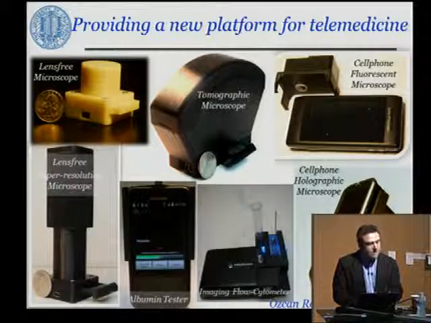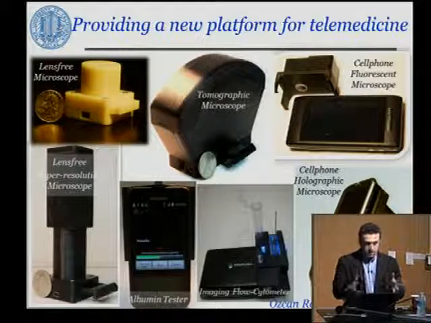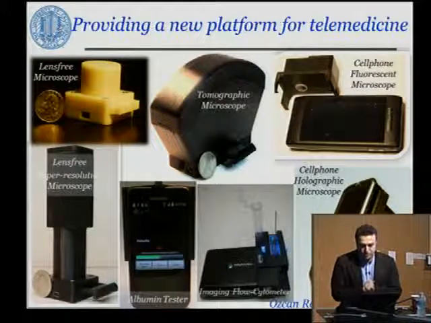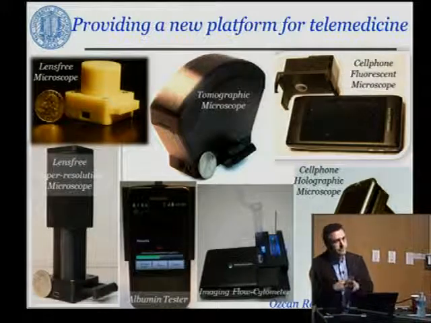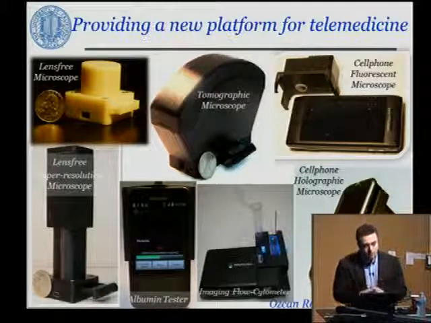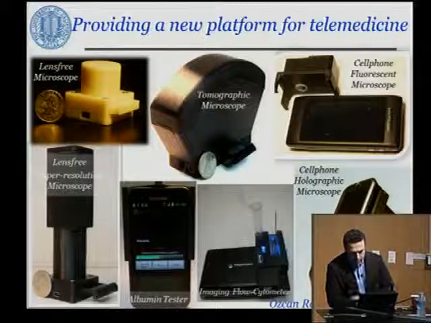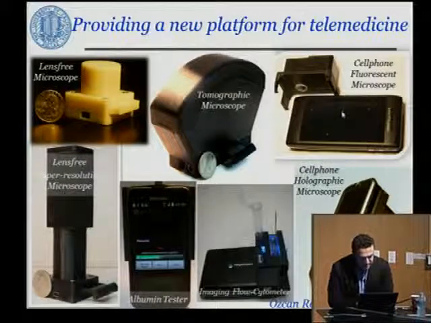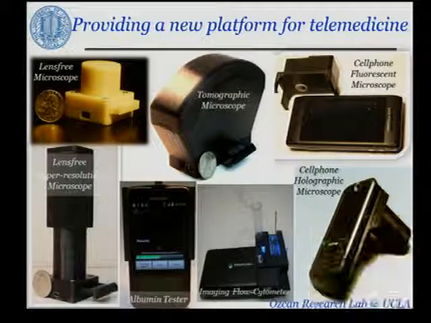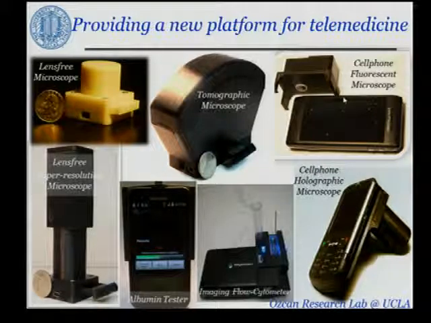And on this slide, what you see are some of these interfaces that are 3D printed to convert mobile phones or mobile phone components into advanced microscopes or sensors. So it's now routine to convert the mobile phone into a high-end microscope, bright field or fluorescence. These are some of the early generation devices.